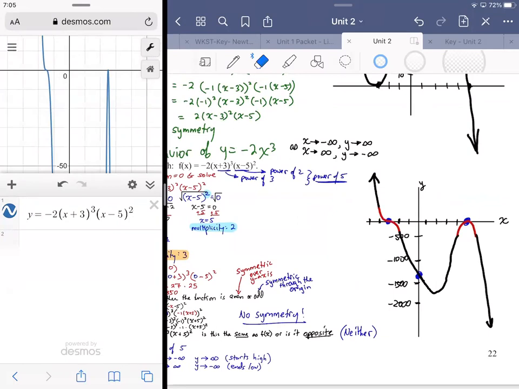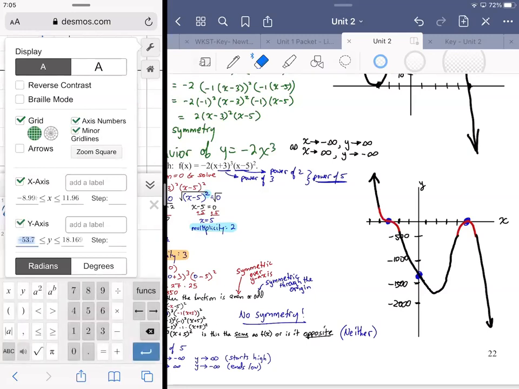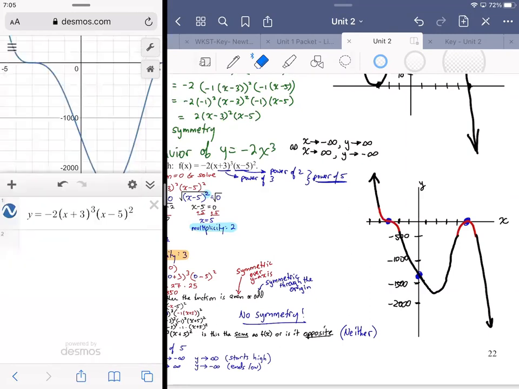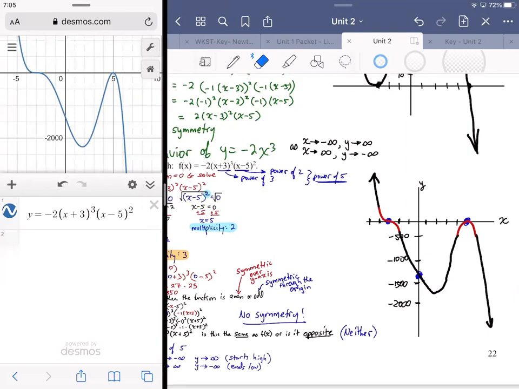So let me tap on that little wrench and change my y-axis to go from negative 2000 to, I guess, 500, just to keep it sort of reasonable. And I only went from negative 5 to 5 on the x-axis. So it's really in this neighborhood where I'm just kind of guessing, down around here, because I don't know what that turning point is.